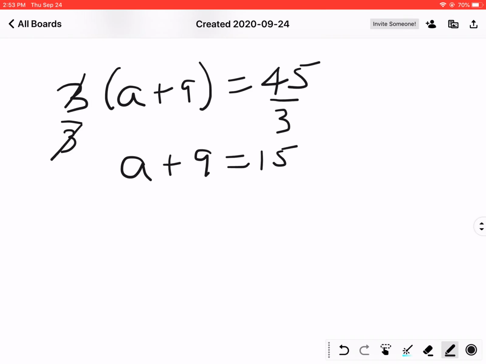And then I will subtract 9 from both sides, and wind up with A equals 6. Again, if I put 6 in there, 6 plus 9 is 15, times this 3 is 45, and look what we have over there, it's 45. That's not what I would call a formal proof, but at least you know you did it right.